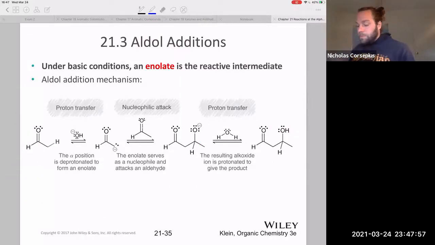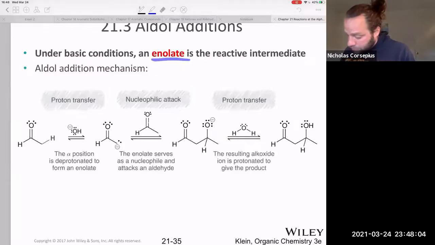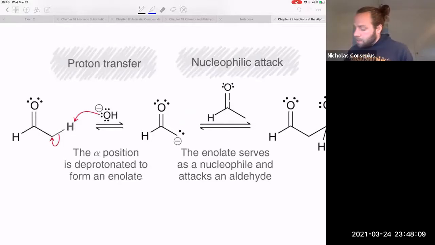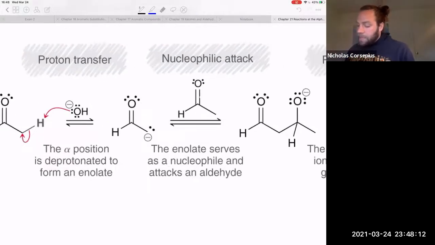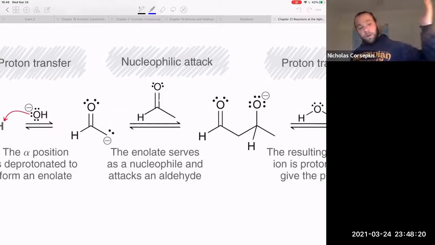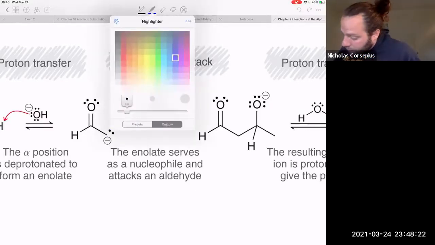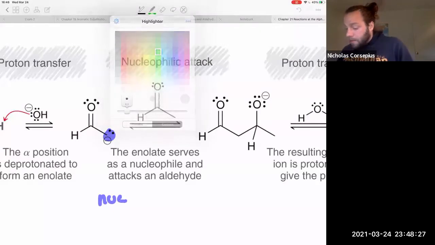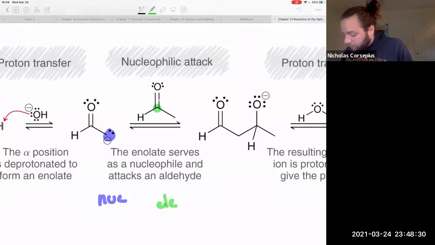Okay, so let's see what happens here. These are going to be base-catalyzed reactions, which means that the main player is going to be that enolate ion. So the first step is formation of the enolate ion. So our base comes, reacts here. We have formation of our enolate, and the enolate, we have that alpha carbon that's nucleophilic.